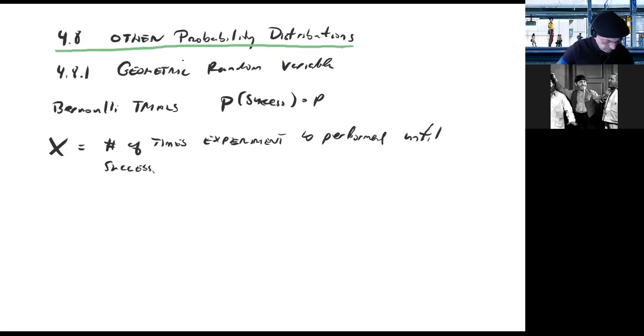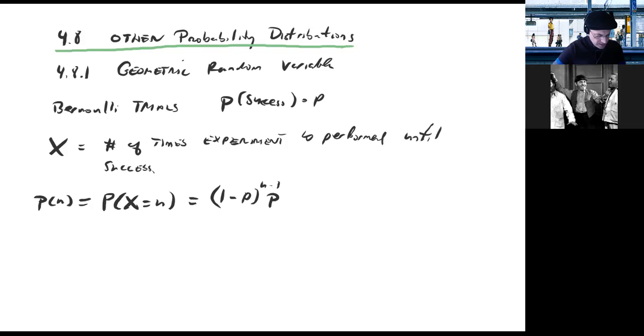So what is the probability? What is p of n, the probability mass function? That's the probability that X is n. And well, you have n minus 1 failures, and that would give you a (1 minus P) to the n minus 1. And then you have a single success, that would give you a probability of P. So that is what the probability mass function looks like. And in fact, this is a PMF. Let me circle this.